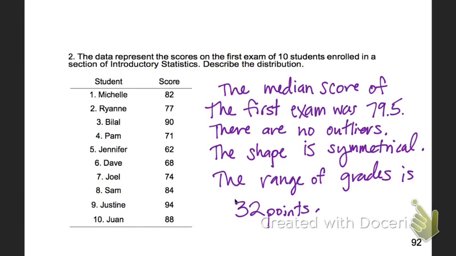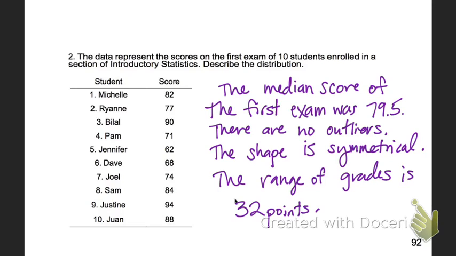So I said the median score of the first exam was 79.5. If you said the mean, did anybody do the mean? Everybody stuck with the median? I don't know what the mean was. Let me see. If you did the mean, you should have gotten 79.